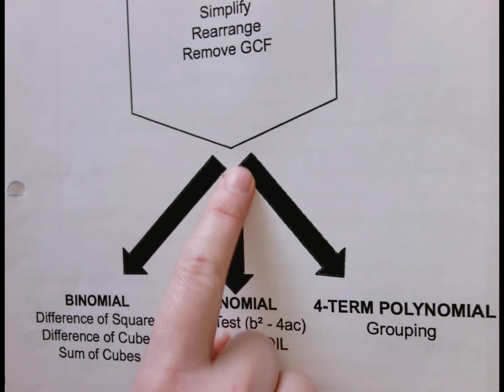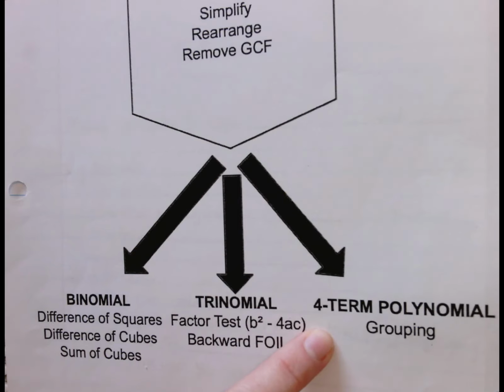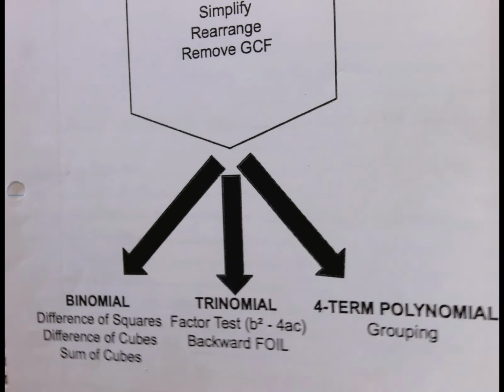So today we're going to be talking about the last type. If you have a four-term polynomial, meaning it's got four separate parts to it, it's not a trinomial, not a binomial, and so we're going to be using the grouping method. And the good thing about the grouping method is that you've already done it, okay? It's the same part of the backwards FOIL as the grouping part of it. So we're going to go ahead and get started on that.